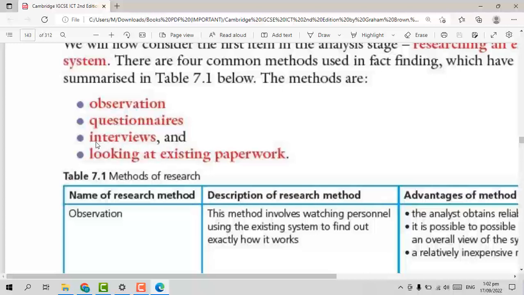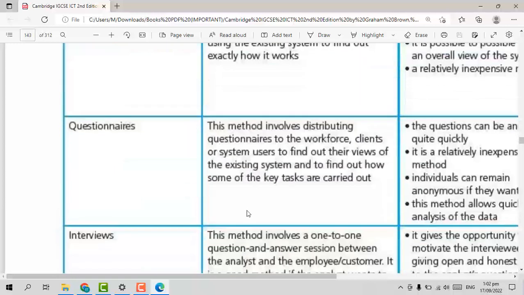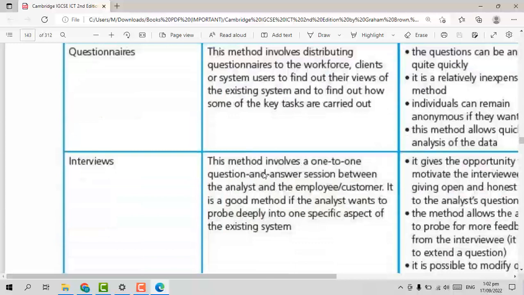The third method is interviews. Interviews is like a face-to-face question and answer. This method, interviews, involves one-to-one question and answer sessions between the analyst and the employees or the customers. It's a good method if the analyst wants to probe deeply into one specific aspect of the existing system.